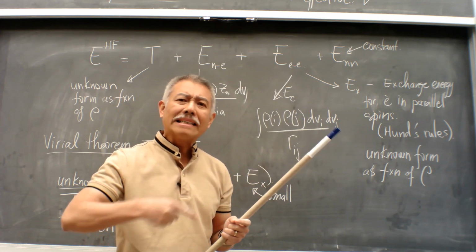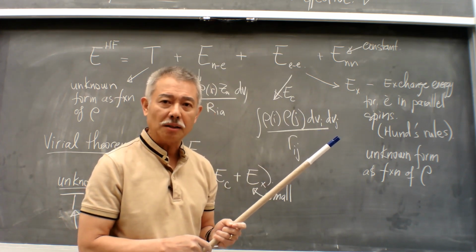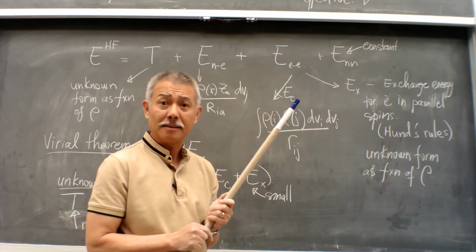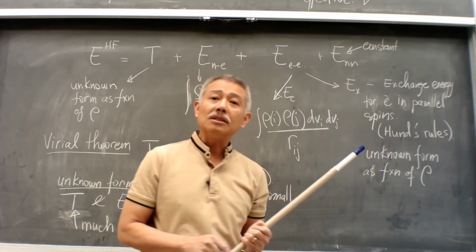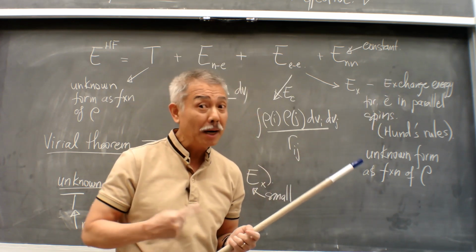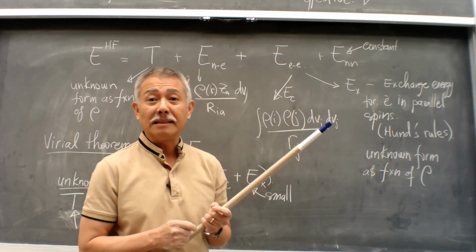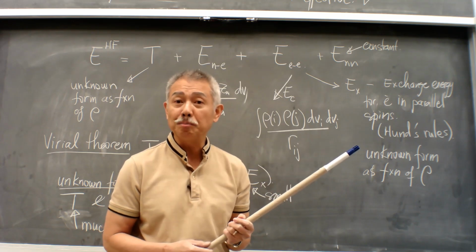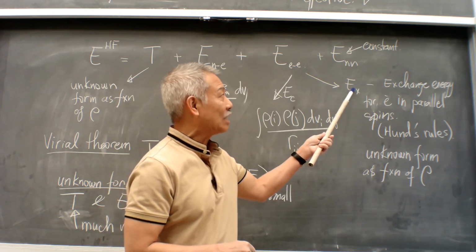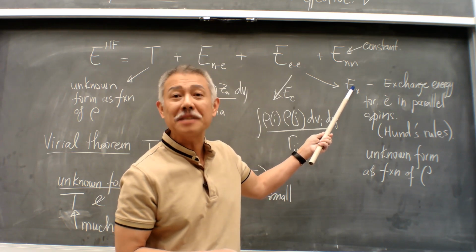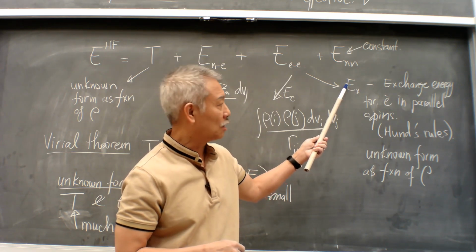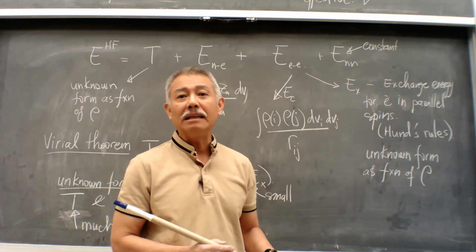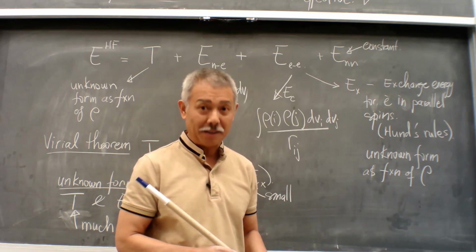Exchange only exists when we derive the Hartree-Fock theory. This exchange term is for electrons with parallel spins, and that is in fact the origin of Hund's rule. Remember Hund's rule? The high-spin state, with higher multiplicity or higher total spin, has lower energy. So this exchange energy term is negative. It's a stabilizing interaction term. Unfortunately, these terms have no known form as a function of the density.